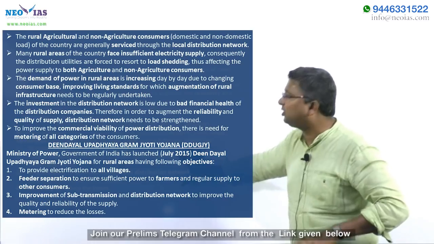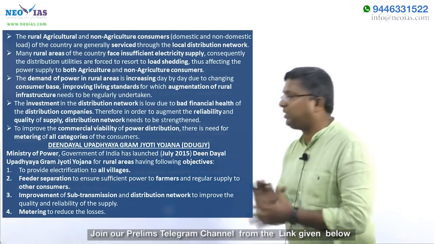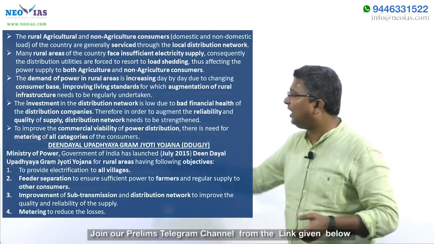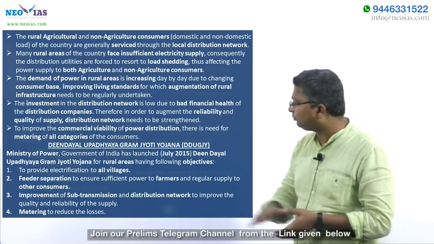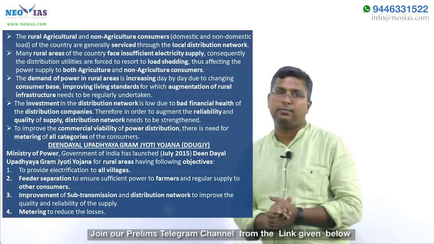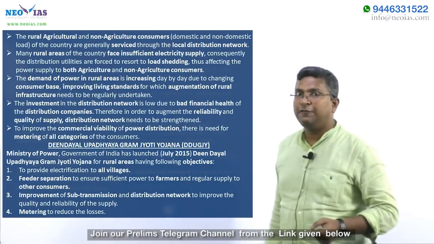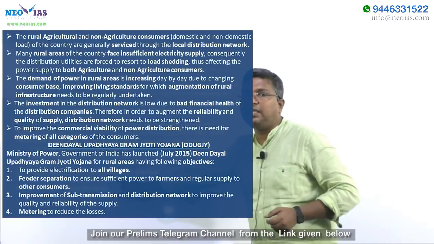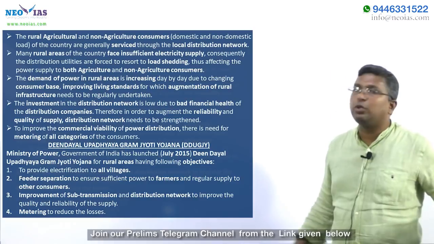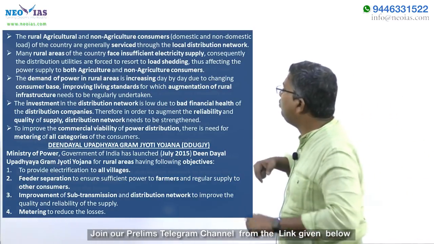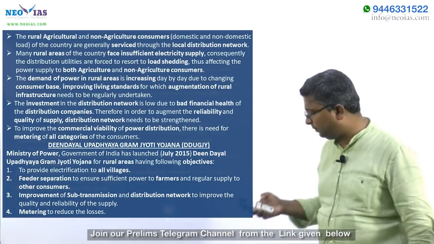I will tell you this is sufficient for you to answer this question or a Saubhagya question, because I feel that if a Saubhagya question is being asked, they will put the features of this scheme. Okay: all villages, feeder separation, improvement in sub-transmission and distribution network. Fourth is metering to reduce the losses. Metering means to meter all the categories of consumers.